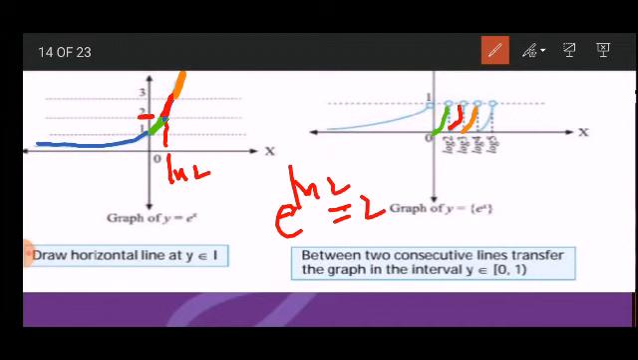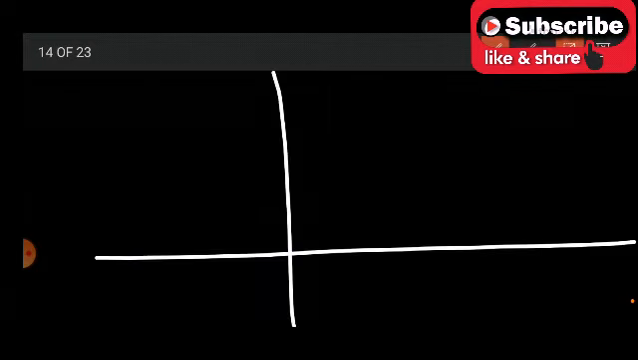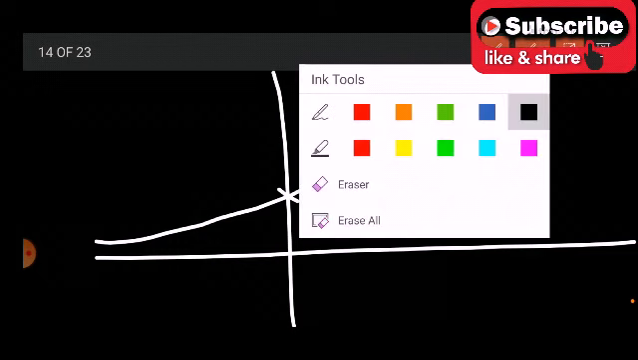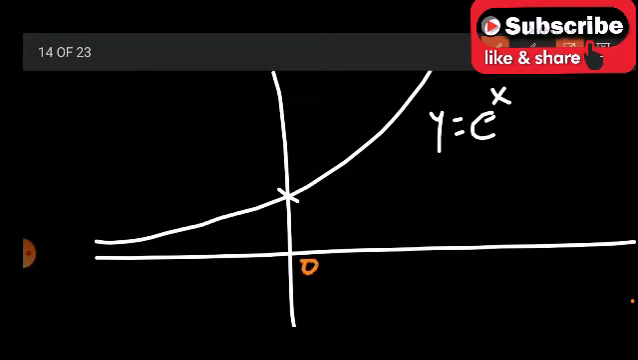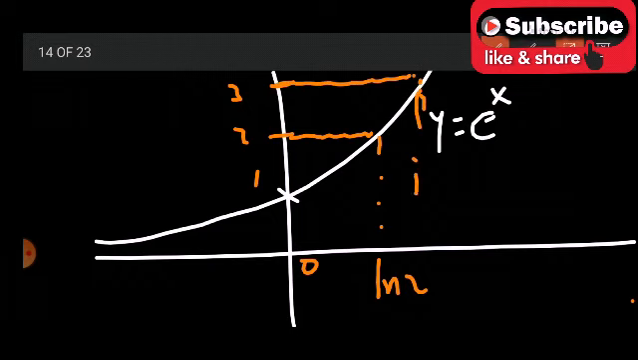So let me take some more examples to understand this. Let me revise this same example over here. This was the y equal to e power x graph. Between e power x graph, we have to go for 0 to 1. This is 0, this is 1. And here, this is 2, this is 3. So e power x attains 2 at ln 2, and e power x attains 3 at ln 3.